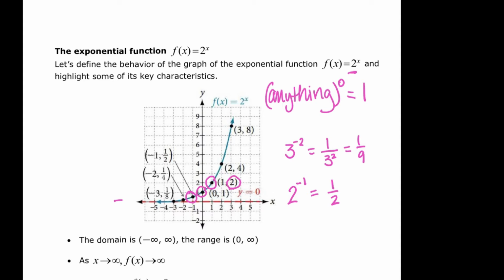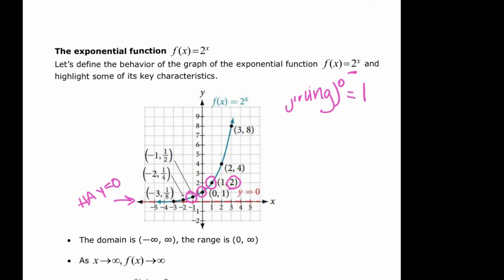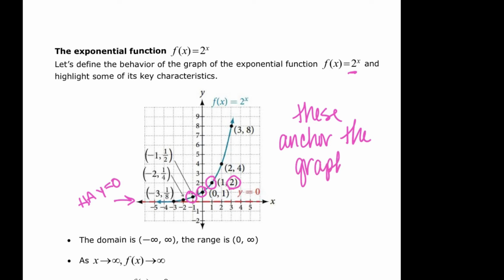Between those 3 points and the horizontal asymptote of y equals 0, let me get rid of these extras over here. These are kind of the foundation anchors. I'm just going to call them anchors. So it's kind of like knowing the vertex and x-intercepts of a parabola. Those are the main points on a parabola. These are the main points on an exponential function graph.